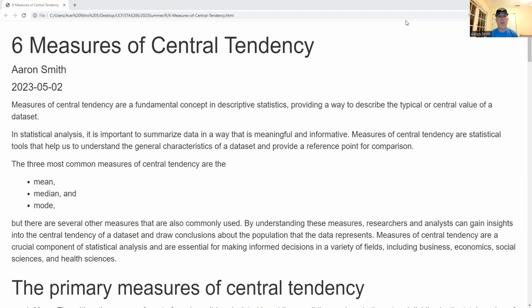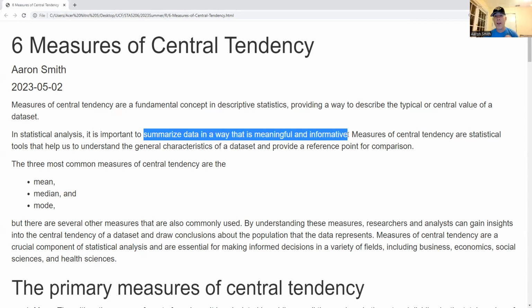This is a fundamental concept in descriptive statistics, providing a way to describe the typical or central value of my data. In statistical analysis, it is important to summarize data in a way that is meaningful and informative. So this is super important that my measure of central tendency is a summary that is meaningful and informative. Measures of central tendency are statistical tools that help us to understand the general characteristics of a data set and provide a reference point for comparison.